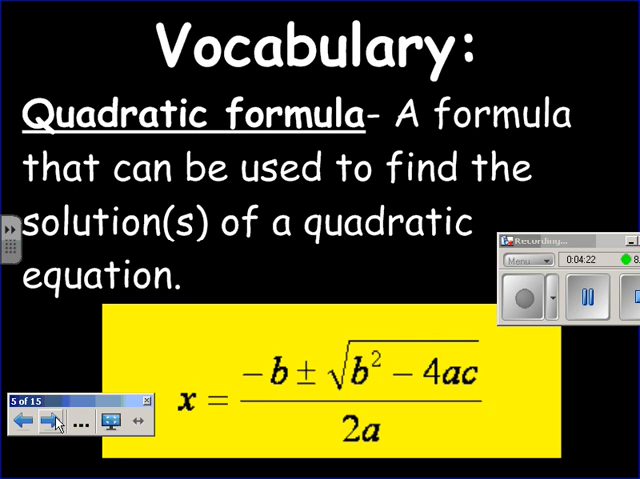One of the ways that we can solve a quadratic equation to find those solutions, or those x-intercepts, is to use the quadratic formula. And this is the quadratic formula here.